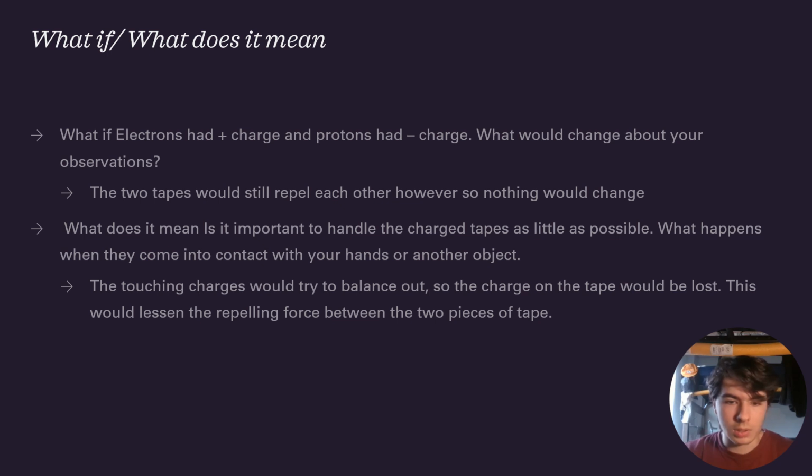And what does it mean? Is it important to handle the charged tapes as little as possible? What happens when they come into contact with your hands or another object? The touching charges would try to balance out if the tape came into contact with anything else. So for example, if it came into contact with my hand, the electrons would shift from one to another to try to balance out. So this would lessen the repelling force between the two pieces of tape, causing a lowering of the force.